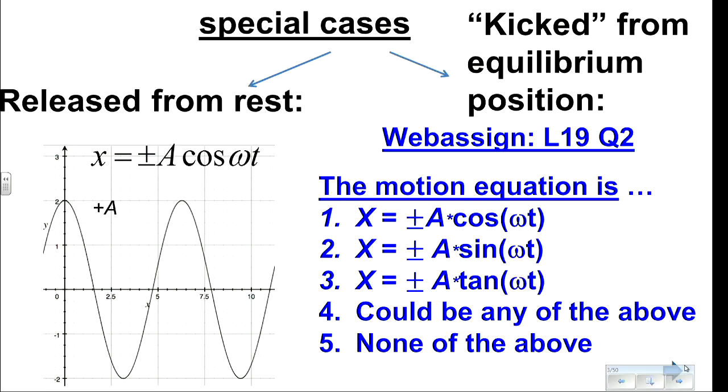So what do you think? You still have time to enter, but what do you think? What equation would you use when an object is kicked when it is initially at equilibrium? Could be sine if it's at equilibrium. Of course. It's not a tricky question. It cannot be a cosine.